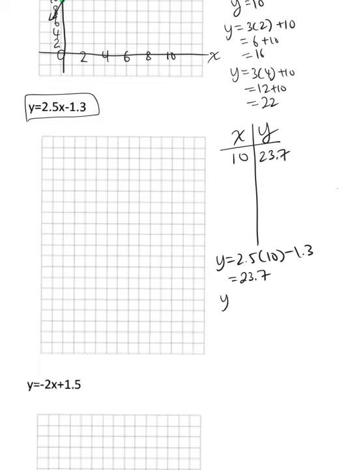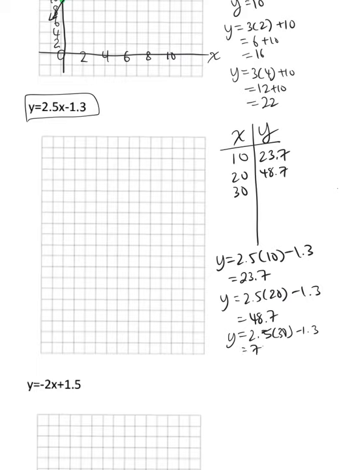What about when x is equal to 20? 2.5 times 20 is 50, minus 1.3 gives me 48.7. So that is 48.7 right here. What about when x is 30? y is equal to 2.5 times 30 minus 1.3, which gives me 73.7. So that's my other point here.